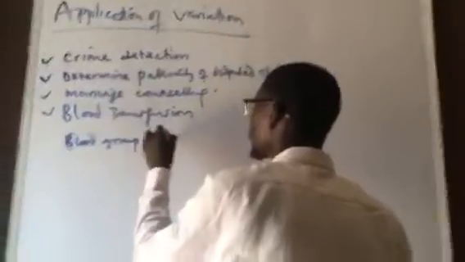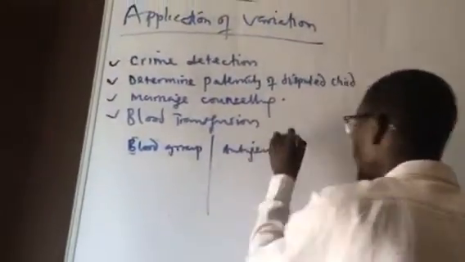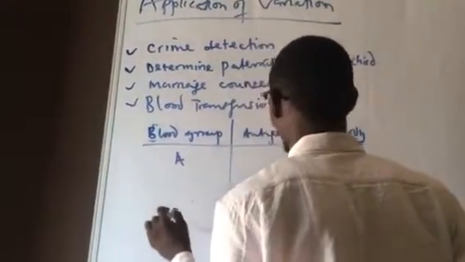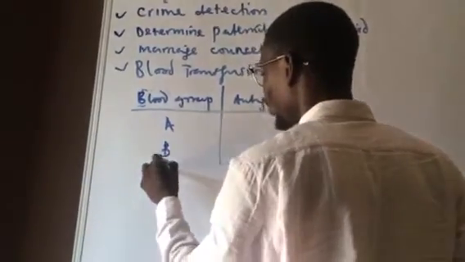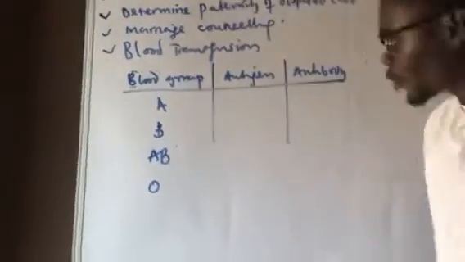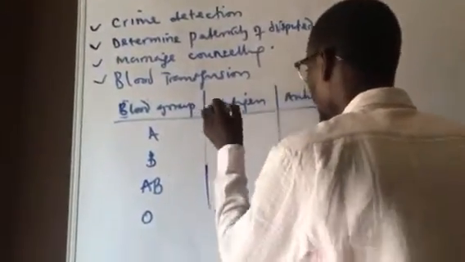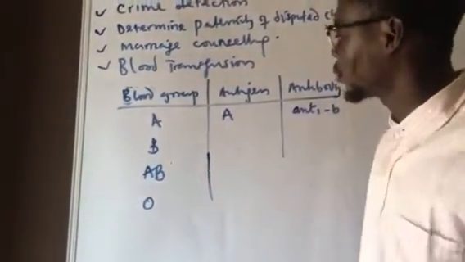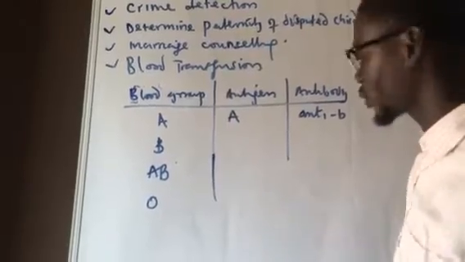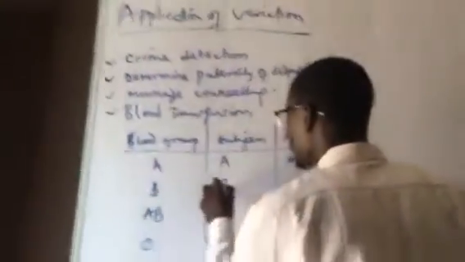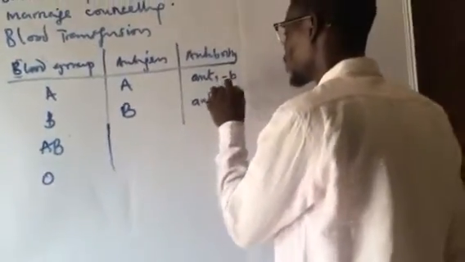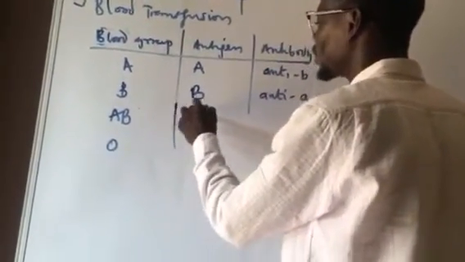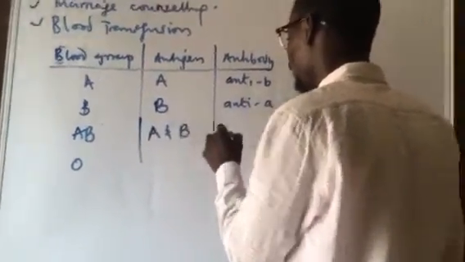So when you talk about blood transfusion, we have blood group, and we have the antigen and the antibody present. So we have blood group A, blood group B, blood group AB, and blood group O. Someone with blood group A has antigen A and antibody B on the plasma. Someone with blood group B has antigen B and antibody A on the plasma. Blood group AB has antigen A and B.